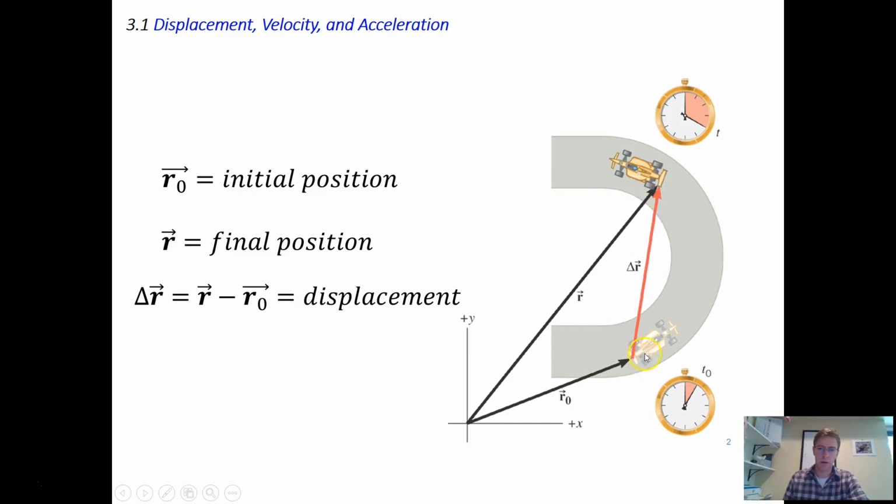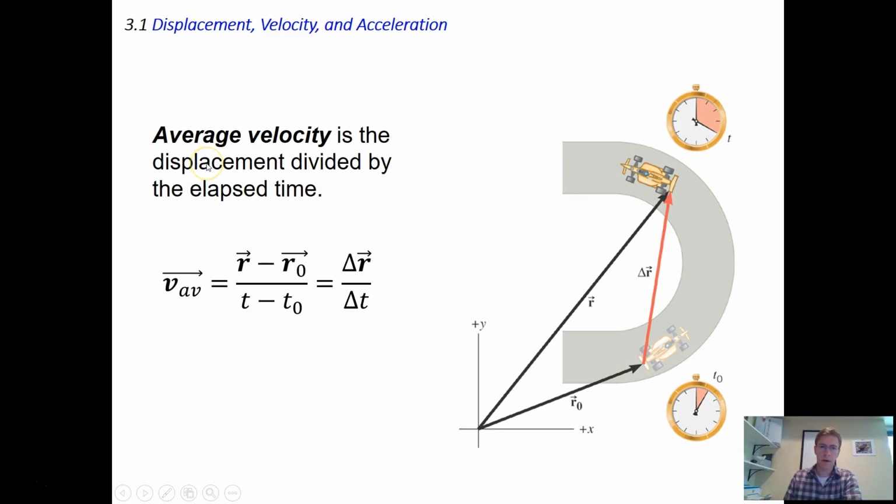As you see here, from this location around the curve into this location, the race car moved forward in the x direction just a little bit and up in the y direction quite a lot. So we have displacement in both, and to help make sense of that, we're going to be using vector notation. For displacement, you can see here we're going to use delta, the Greek letter for change again, delta r.